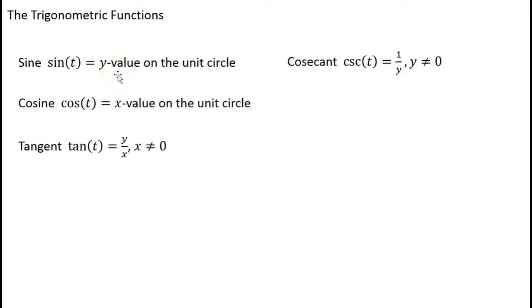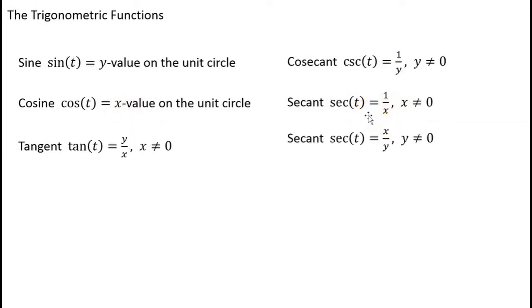Well, you know what? Cosine also has a reciprocal, and it is called the secant. And so the function name is sec, secant of t. It is defined to be 1 over x as long as x is not equal to 0. If it is, then it's undefined. Again, cosine and secant are reciprocals of each other because cosine is the x value and secant is 1 over the x value. And then the 6th trigonometric function is cotangent.